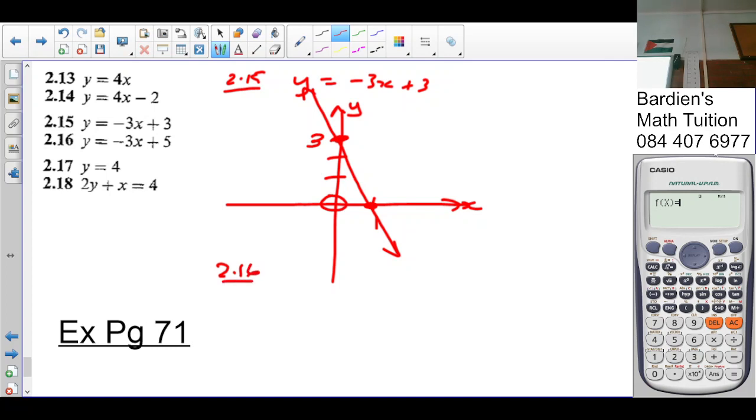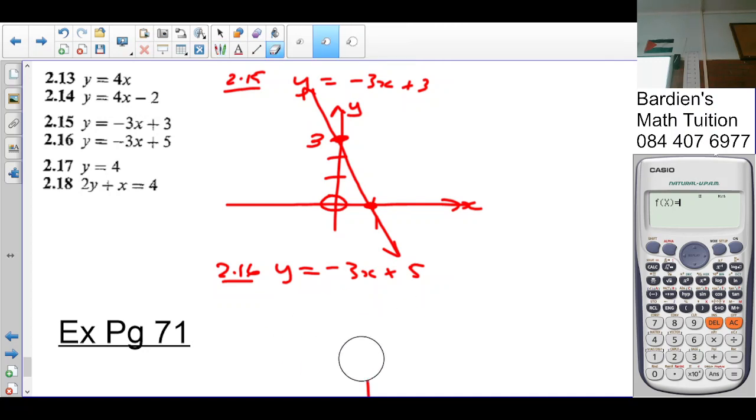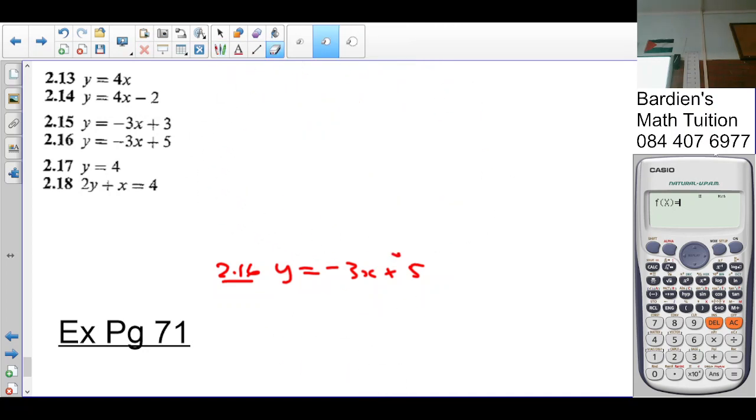2.16 was the last one I gave to you. No? Which is y is equal to negative 3x plus 5. Okay, that's not a very good representation there. Let's take this off.